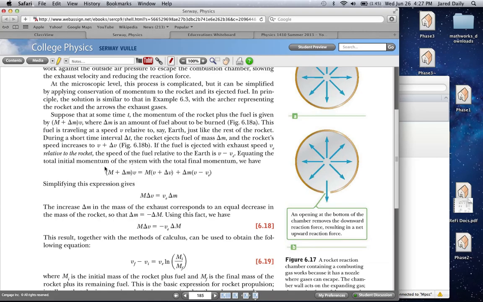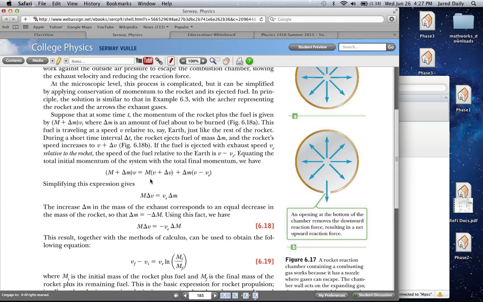The equation for this is just like it was before, except that the initial momentum of the system is going to include the mass of the rocket and the mass of the gas combined into one single velocity. And then at the end of the system, you're going to have separate masses and separate velocities. Here they define all these things. So the momentum of the rocket plus the fuel is big M, the mass of the rocket, plus delta m, where delta m is the amount of fuel that is about to be burned.